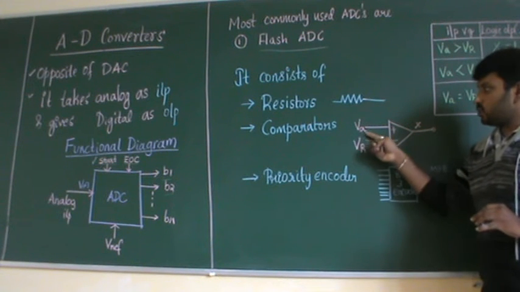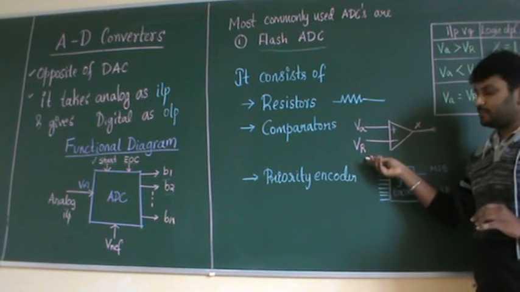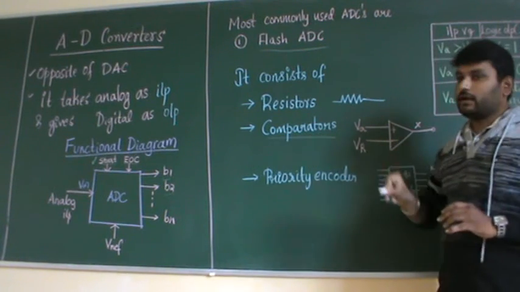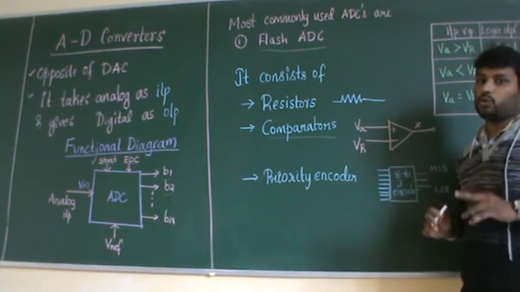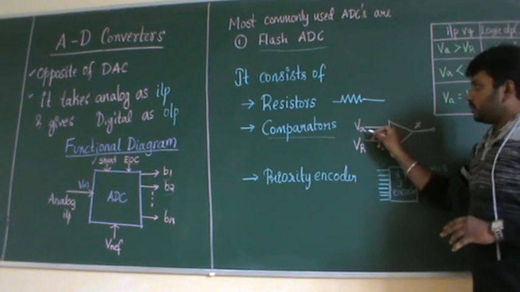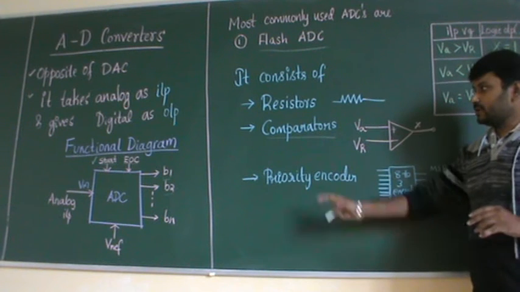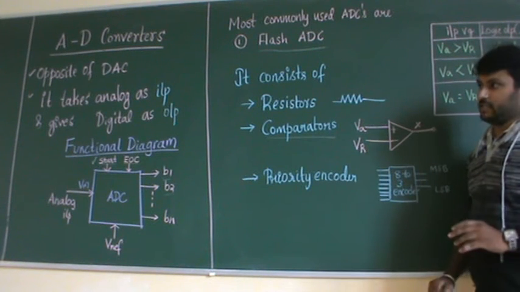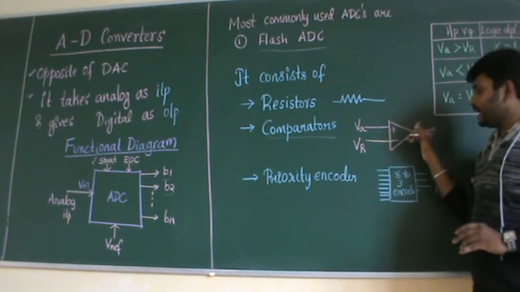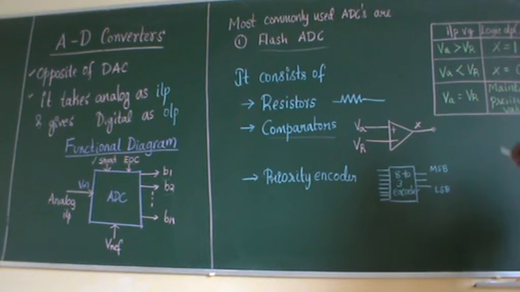So VA means analog voltage, and VR means reference voltage. Basically, what does a comparator mean? A comparator compares two quantities, right? So here we are providing two quantities: one quantity to the positive terminal and another quantity to the negative terminal. After comparing, it has to give some output, and that output is represented by X. We'll try to understand by looking at this table here.